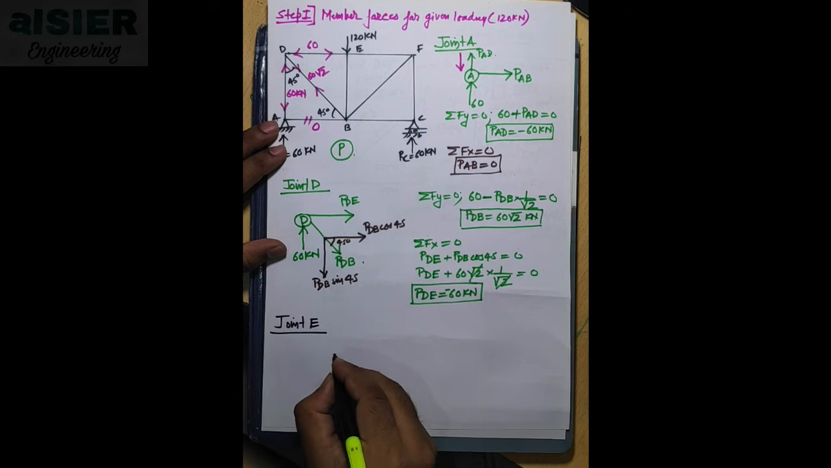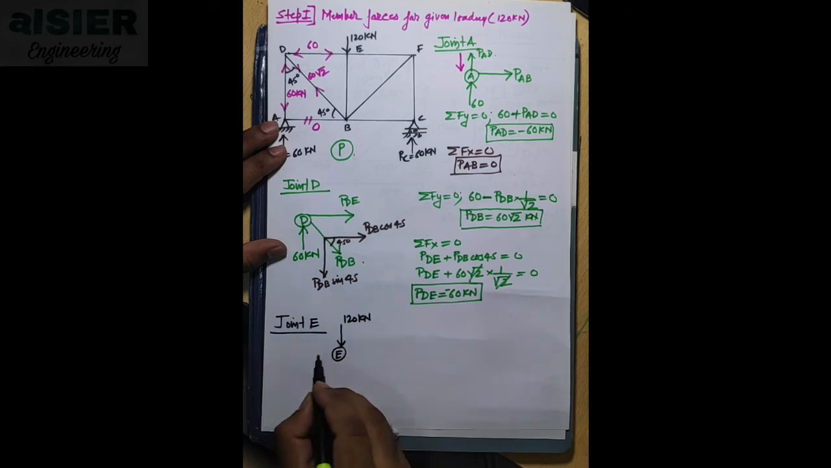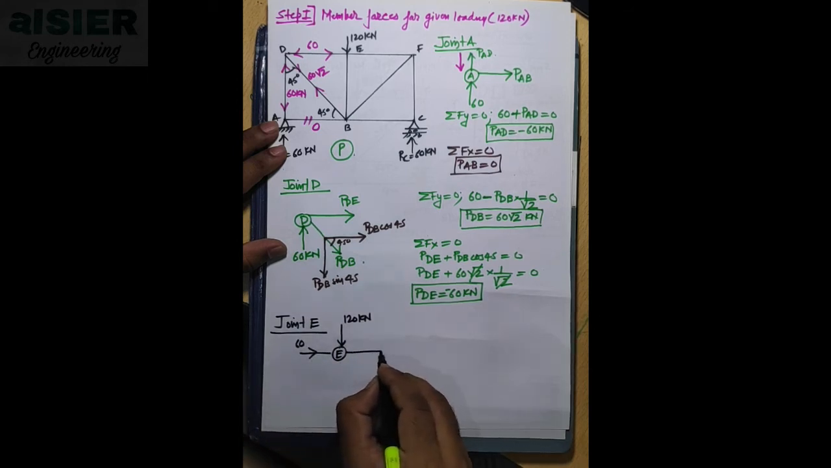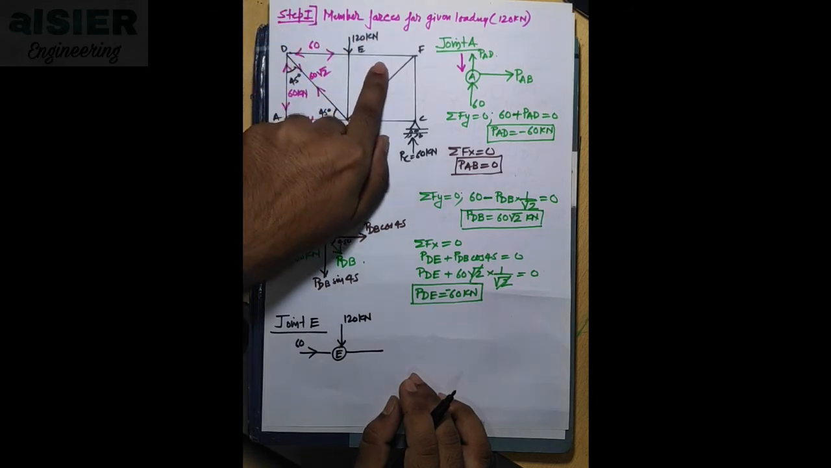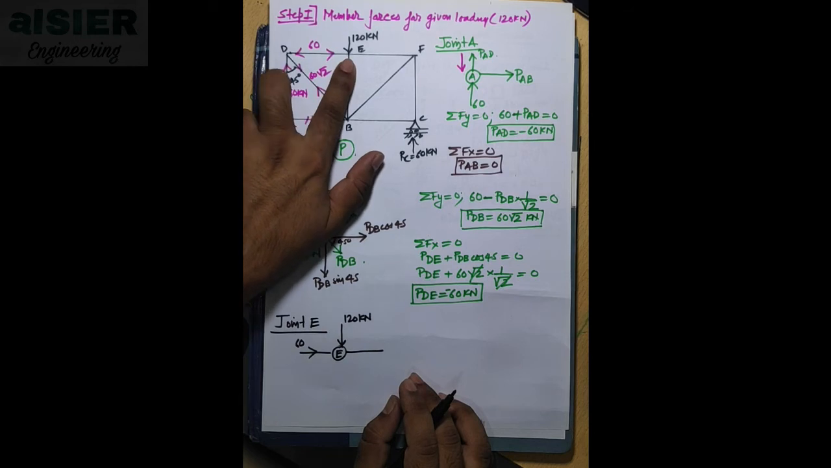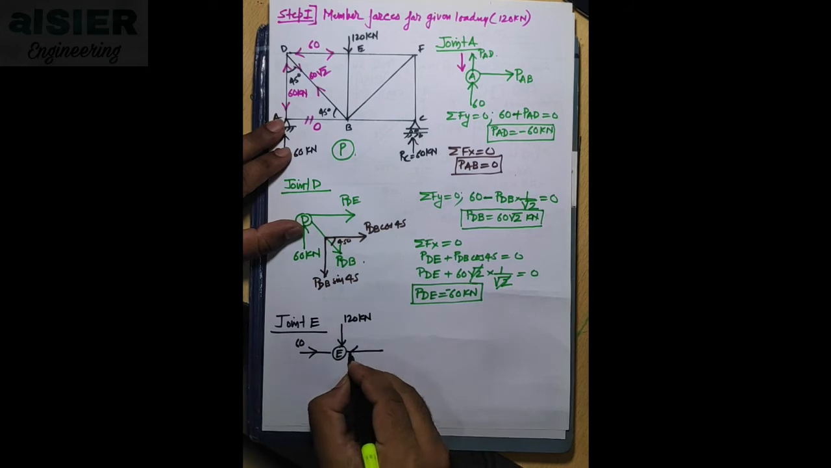So we will draw joint E. This is E. Downward force of 120 kN is acting on it. Then this is towards joint, which is 60 kN. Then we don't know about this, but since it is symmetrical, the direction and magnitude of ED member will be same for EF member due to symmetry. So I will mark it like this, 60.